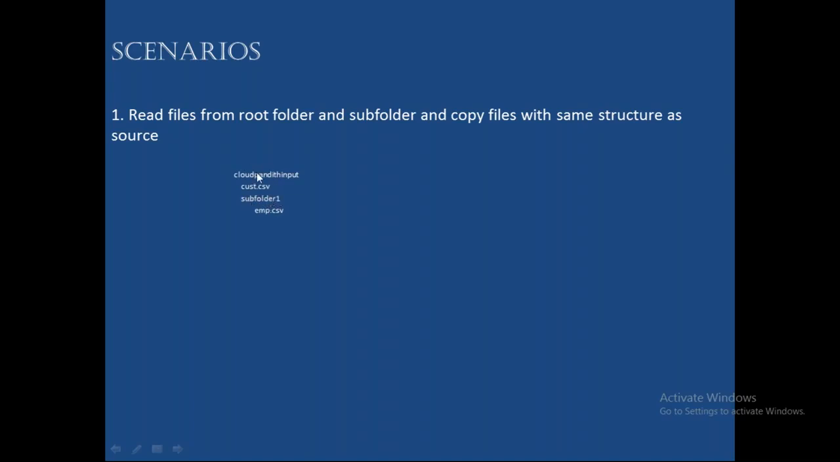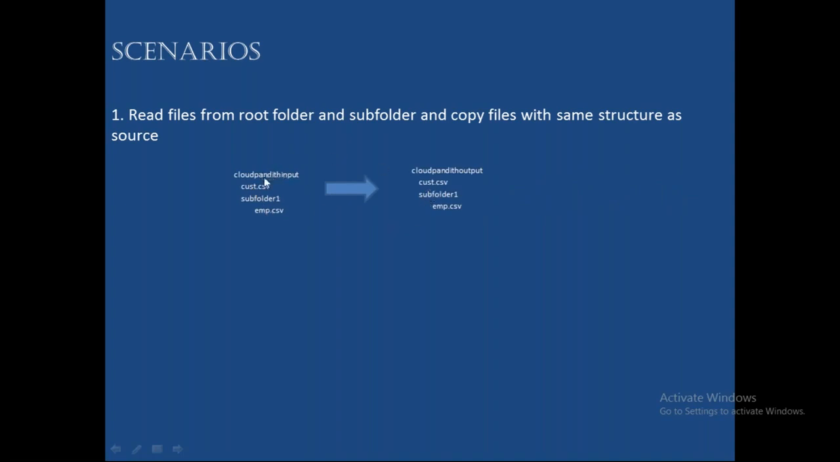Under the root folder you have 2 things. One is custard.csv, the file. The second is subfolder 1, the directory, which is nothing but another folder. Under this subfolder 1 I have one more file called emp.csv. So in the root folder you have one file and one directory, and in the subdirectory I have one more file. Now what I want to do is copy exactly the same structure into my output.